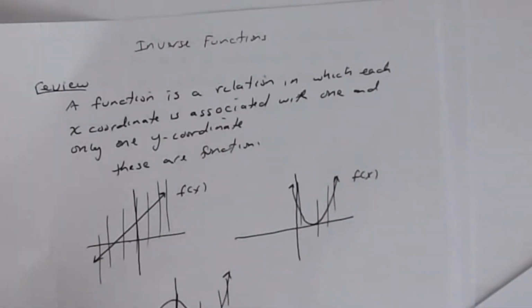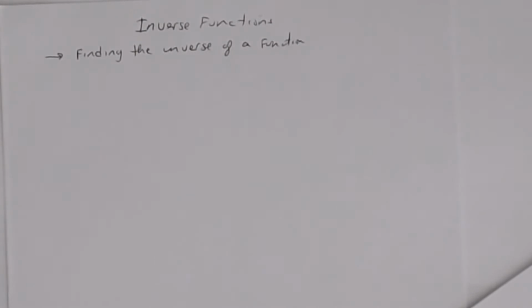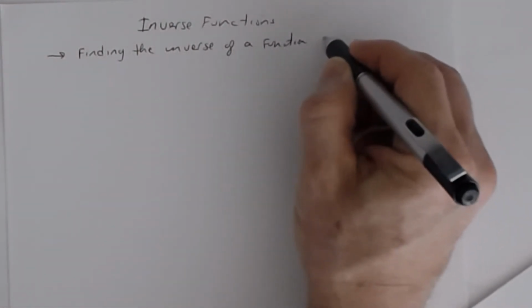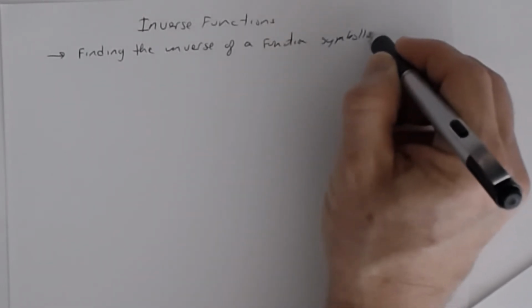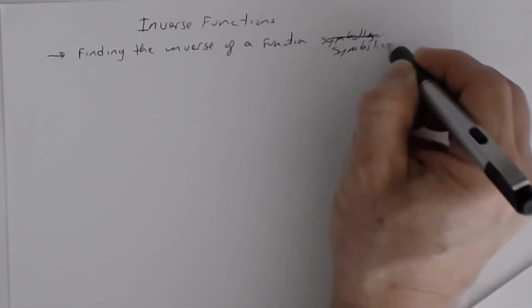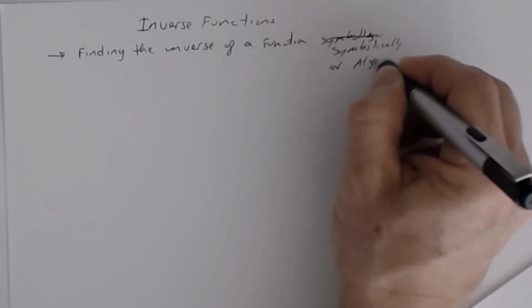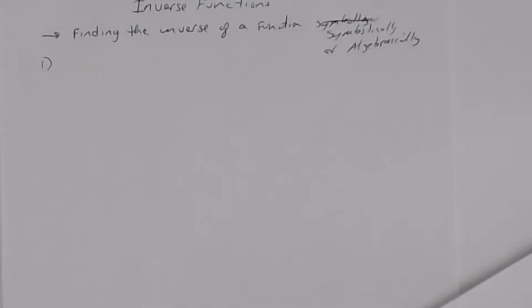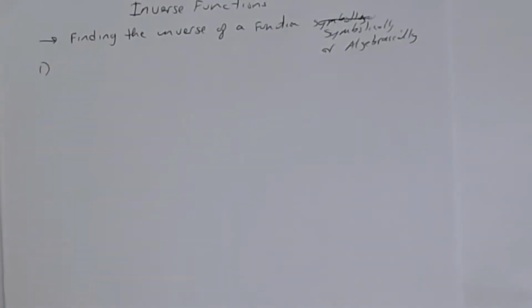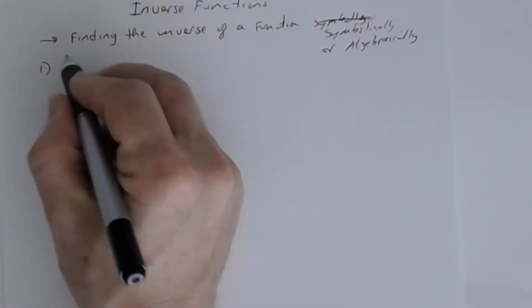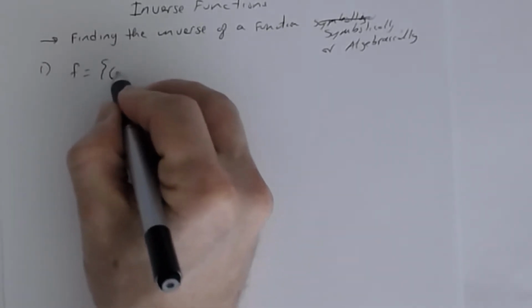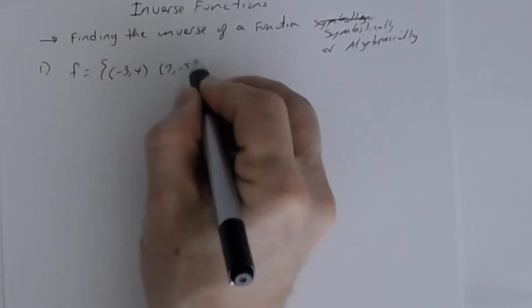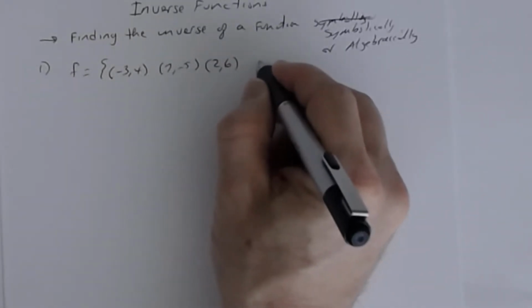All right, so let's go ahead now and look at some examples where we're going to find the inverses of a function, and sometimes it'll say symbolically or algebraically. Before we begin, let's look at this example. Sometimes instead of being given an equation, you may be given a set of ordered pairs. So I just want to show you what to do in that case. Here's an example. Number 1. Suppose that your function is this set of ordered pairs: (-3, 4), (7, -5), (2, 6), and (3, 8).